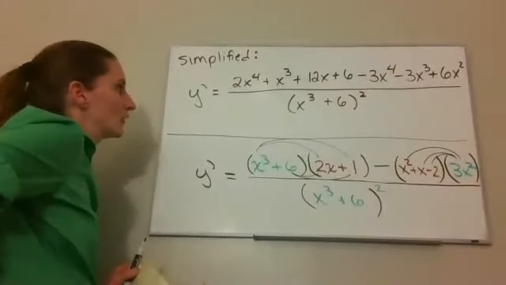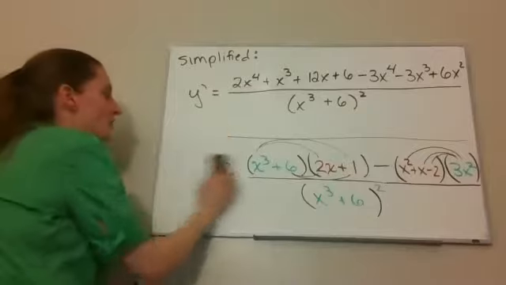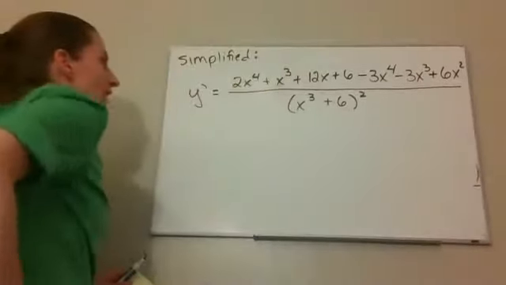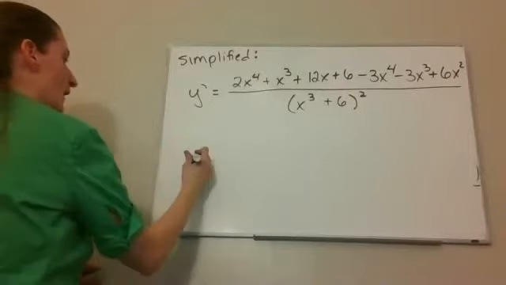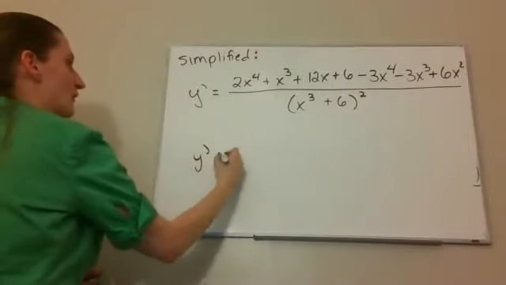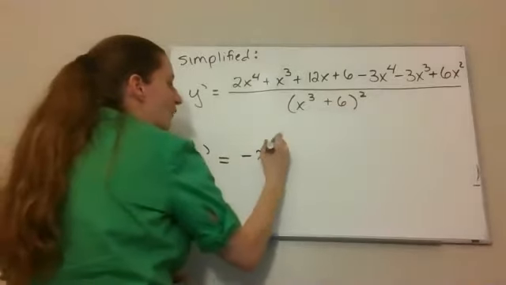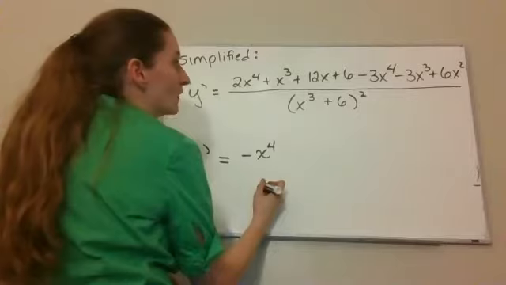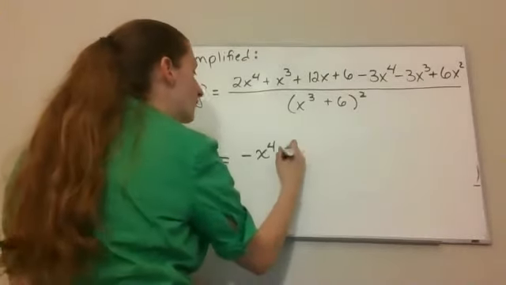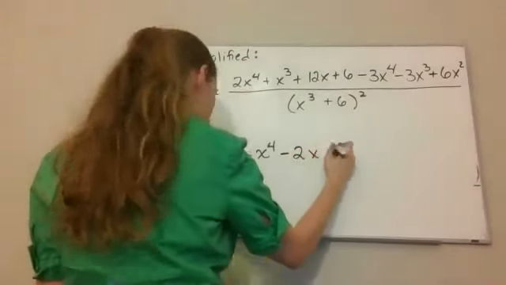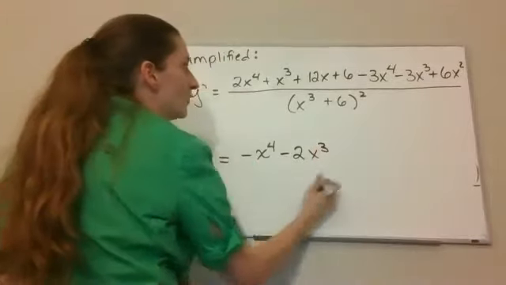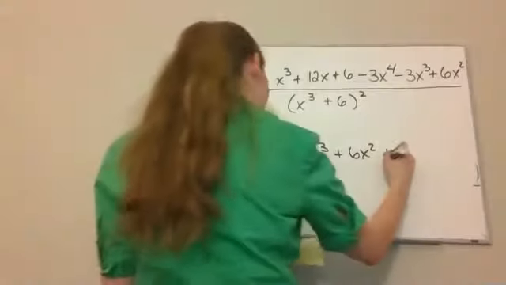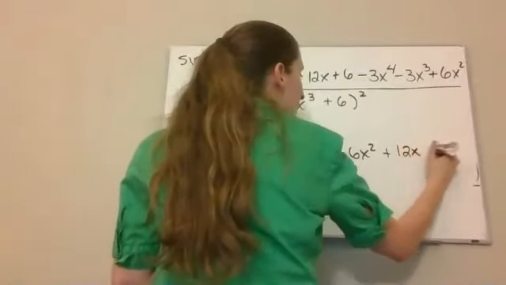And now to fully simplify this, I just have to combine my like terms across the top. So when I combine my x to the 4th, I have 2x to the 4th minus 3x to the 4th. So that's negative 1x to the 4th. When I combine my x to the 3rds, I have positive 1 minus 3 is minus 2x to the 3rd. I only have a 6x squared. And then I have a 12x and a plus 6.